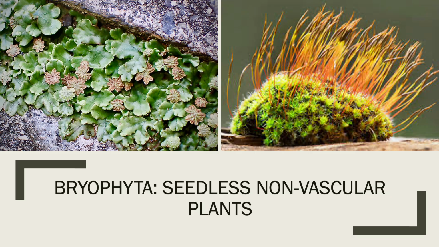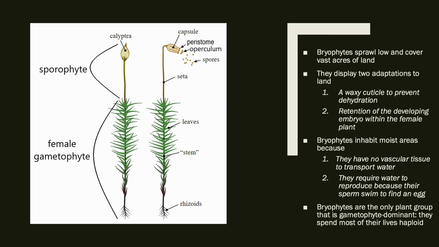So these are sort of the outliers of the plant kingdom because they are so different from all other land plants, but because they fit that definition we looked at earlier, so they're multicellular, they photosynthesize, they're eukaryotes, and they have that set of adaptations for living on land, they are, by definition, land plants. So the bryophyte phyla are things like mosses and liverworts and hornworts. These are plants that sprawl low and cover vast areas of land. So they do have adaptations for living on land. They have a cuticle and they also are embryophytes, but that's about it.